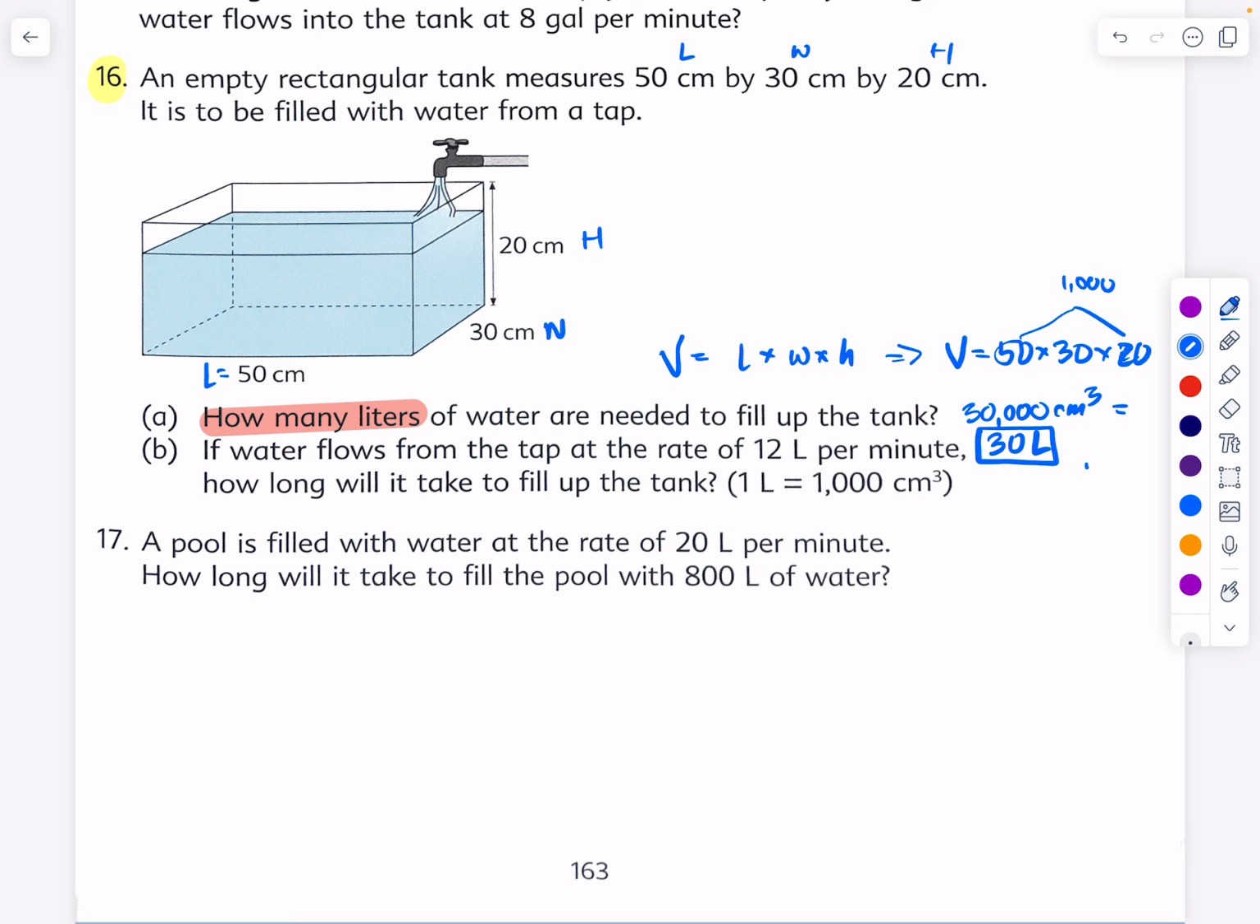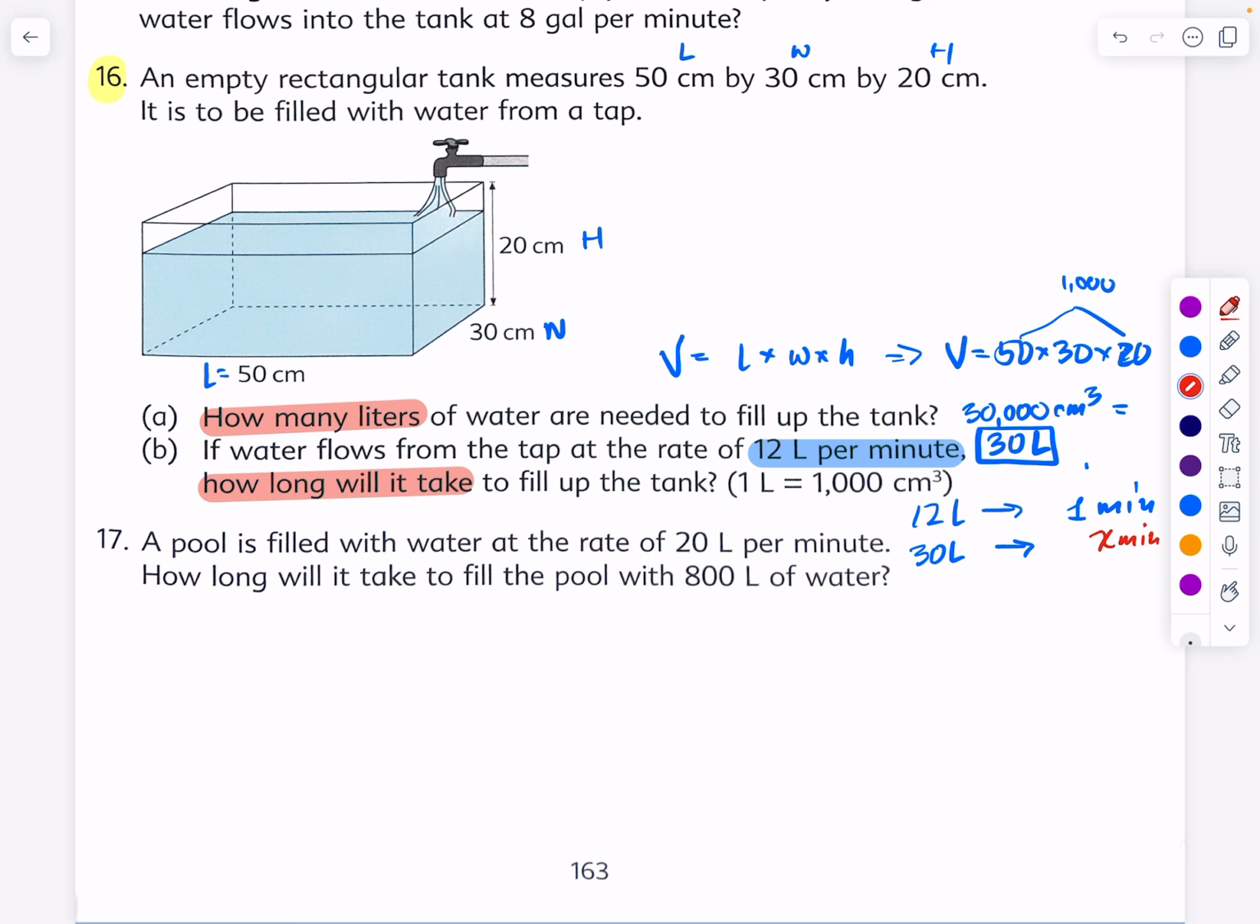Using the volume formula. If water flows from the tap at the rate of 12 liters per minute, again, this is given, 12 liters per minute. The question is, how long will it take? We've seen these questions before. Let's write it down. So we have 12 liters every minute. That is the unit ratio. That is what's given. How long will it take? So to fill up 30 liters of water, and that is X minutes.